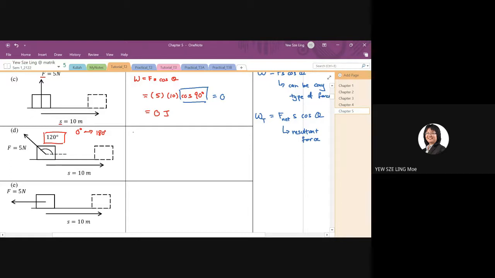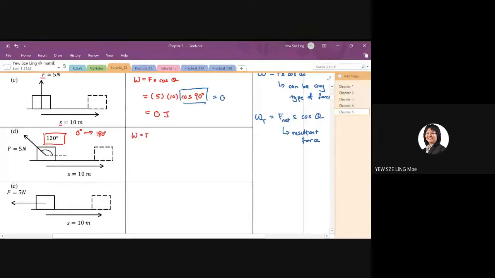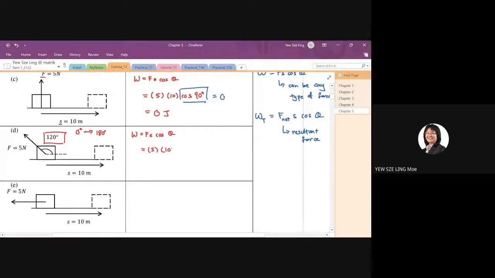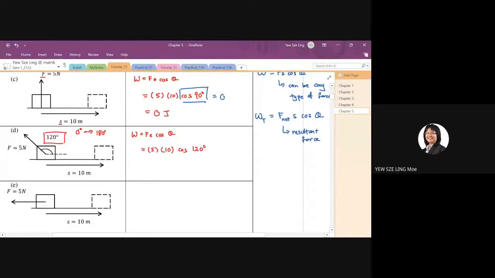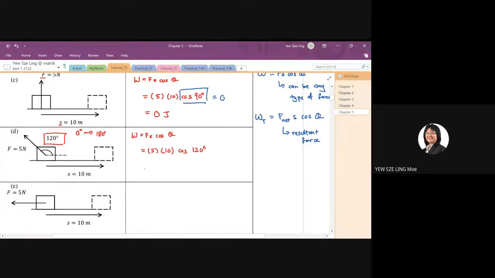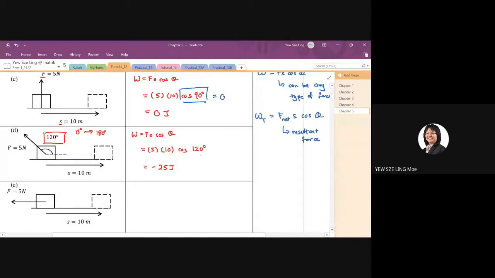Method 1, very simple. W equals Fs cos theta. Again, my force is 5, and my displacement is 10 meters. And now my angle is 120 degrees. You don't take 30 degrees, you take 120 degrees. Which then equals negative 25 joules. If you take cos 60 degrees, then you are going to get positive 25 joules.